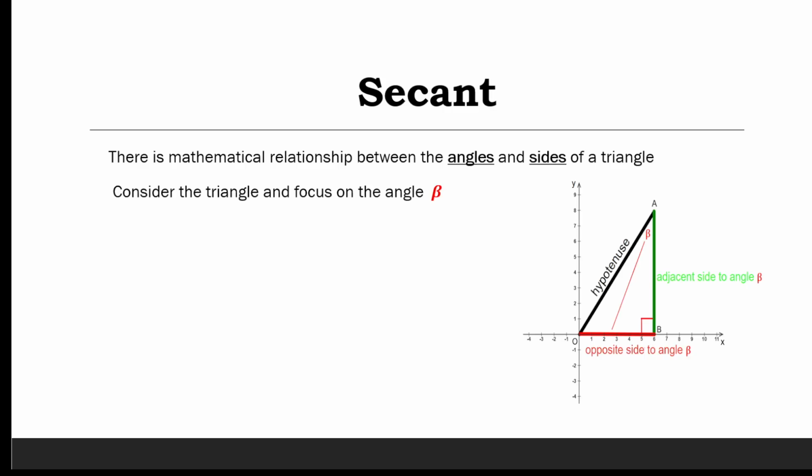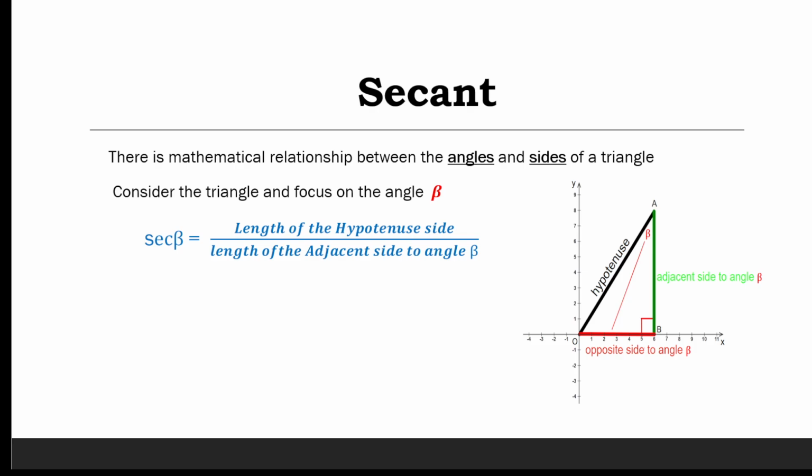Shifting the focus to angle beta, sec beta is defined as the length of the hypotenuse side divided by the length of the adjacent side to angle beta, and sec beta equals OA divided by AB. OA can be made the subject of the formula to equal AB times sec beta.